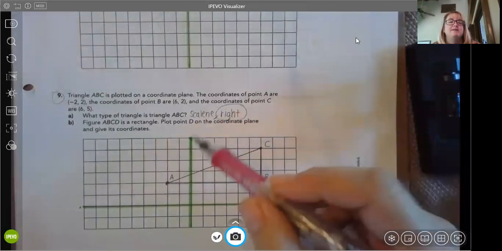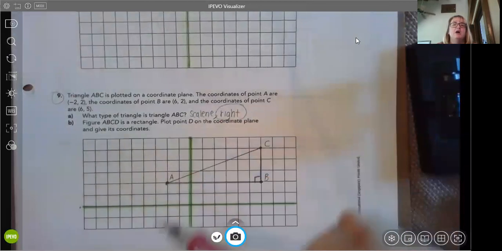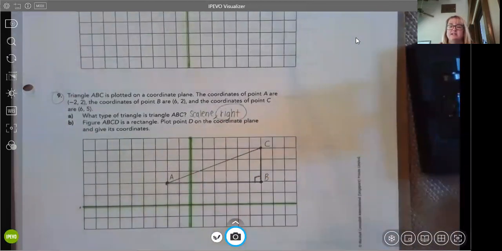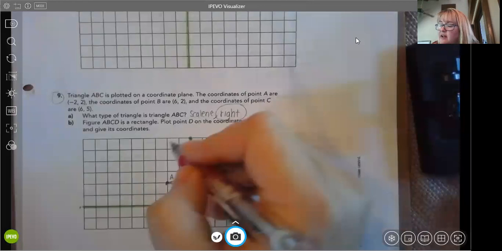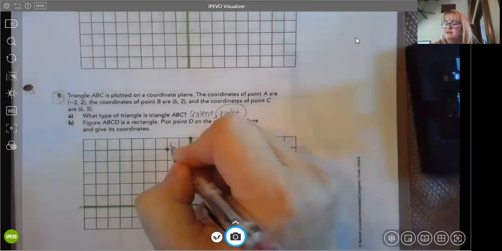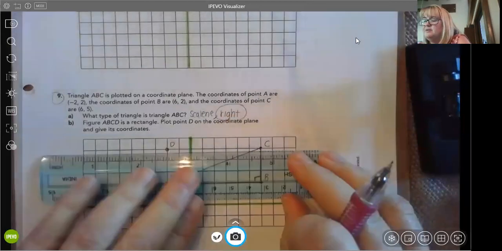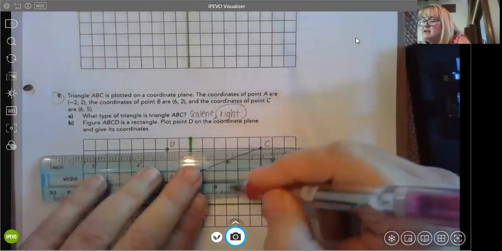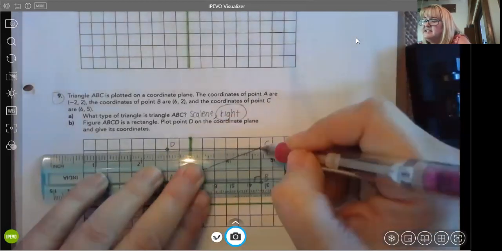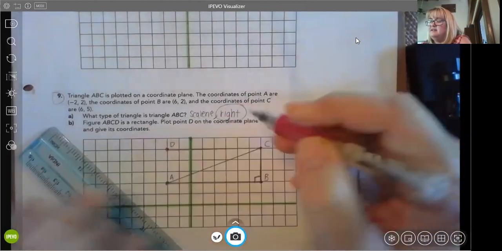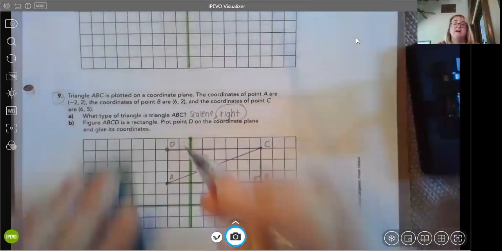Then it says figure ABCD is a rectangle. Plot point D on the coordinate plane and give its coordinates. So I need to put point D so that it connects to C and it connects to A and makes a rectangle. So where would I put point D? Well, if I want a rectangle, I would have to move it out here. There's D. Okay. And so now this is a rectangle. A to B, B to C, C to D, and then D back to A. All right, now I have a rectangle.